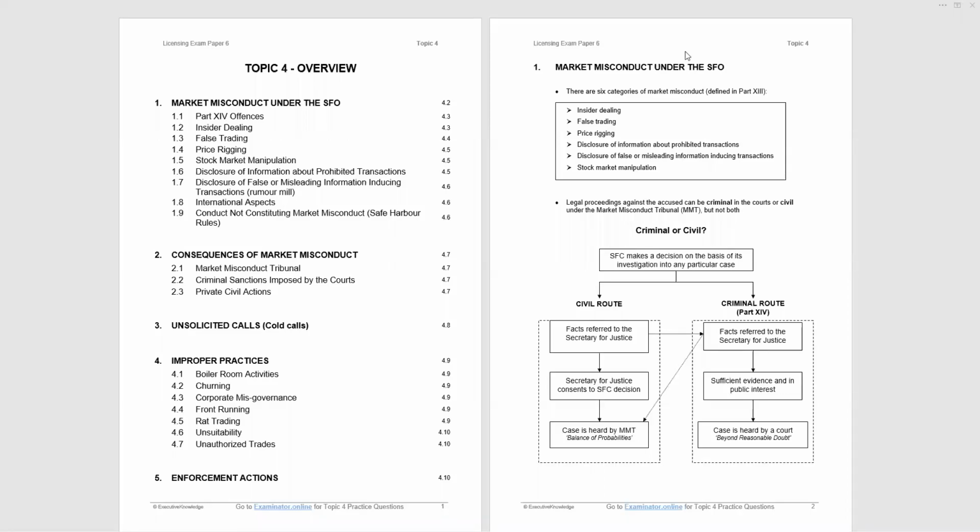Welcome to this short executive knowledge lecture on topic 4, paper 6 of the SFC licensing exams. This topic covers misconduct. Now, we've done topics 1 to 3. The topic that will see the highest number of questions is topic 3, then topic 1, and then topic 2. Topic 4 is even less. So you may see 1, 2 questions from topic 4.